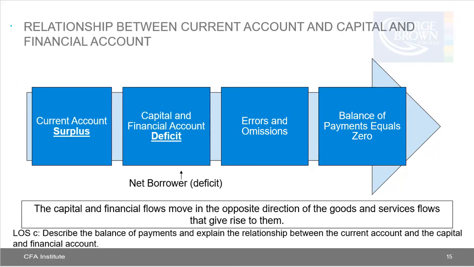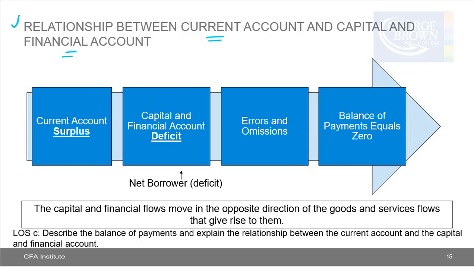This slide is looking at the relationship between current account and capital and financial account. So how does a country with a current account surplus invest its savings, and how does a country with a current account deficit fund its needs? The current account indicates whether a country has a surplus or a deficit and why. The capital and financial account identifies how the surplus is invested or how the deficit is funded.